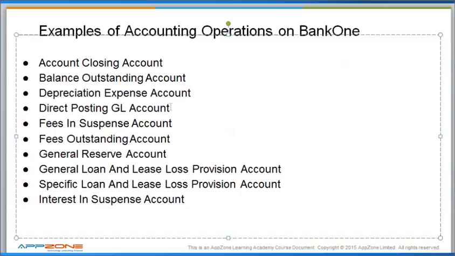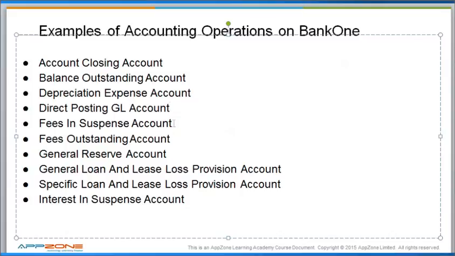Another operation is called direct posting GL account. What the direct posting GL account type of operation does is that it allows users to have some level of direct access to post into some general ledgers, although this must be regulated by the bank such that unauthorized users don't just post into the set of GLs configured under this direct posting GL account.